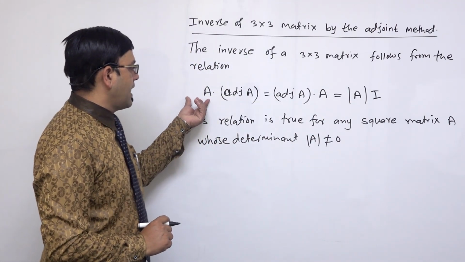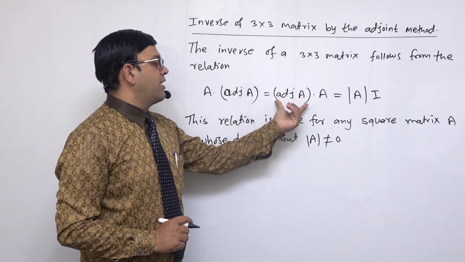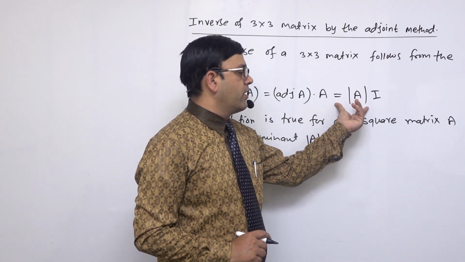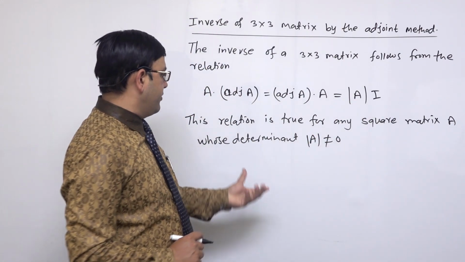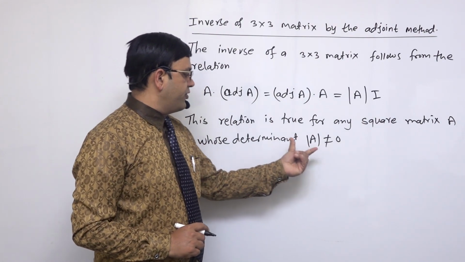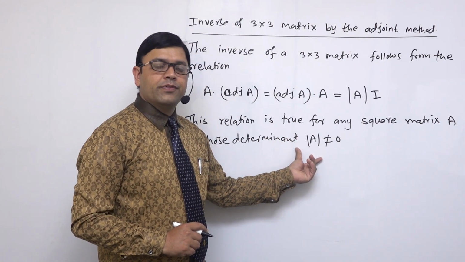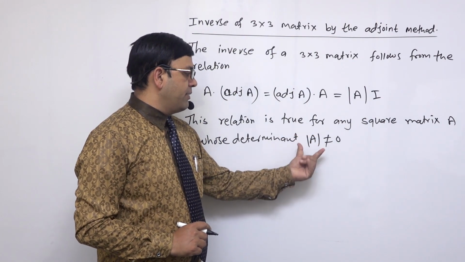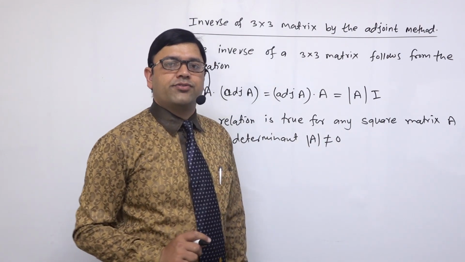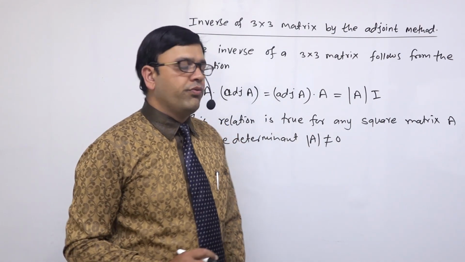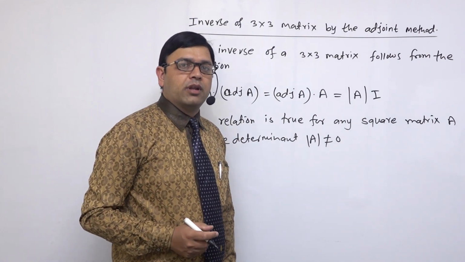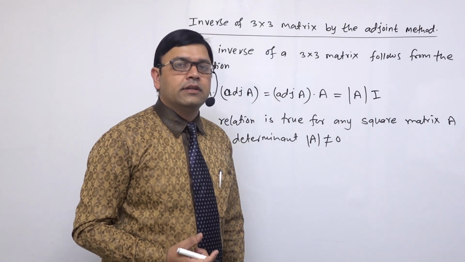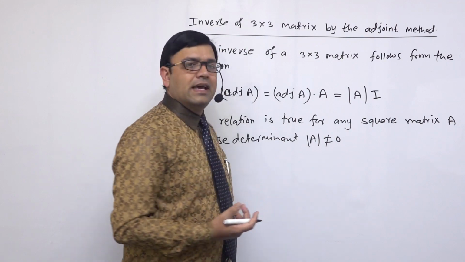So here A times adjoint of A is equal to adjoint of A times A, which is equal to determinant of A times I, and then for the inverse, this determinant of A should not equal 0. If determinant of A is 0, then the inverse matrix does not exist. So now we are going to solve some problems, and then we will solve inverse type of problems also. So let us start the problems related to this exercise.